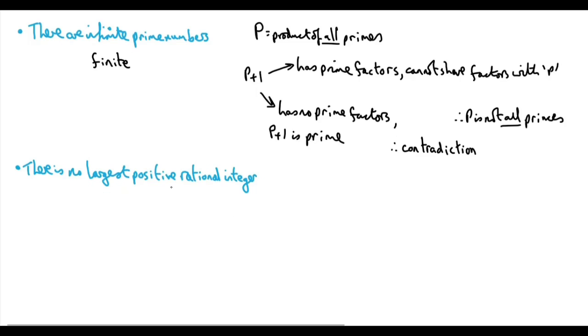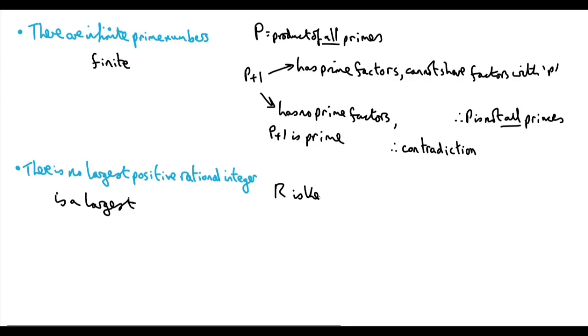Lastly then, just also bridging back to what was on the previous screen, there is no largest positive rational integer. Well, the contradiction to this would be that there is a largest. That we could have some rational number, let's say R, for which there are no bigger rational integers. So R is the largest. What then happens if we have R plus 1?